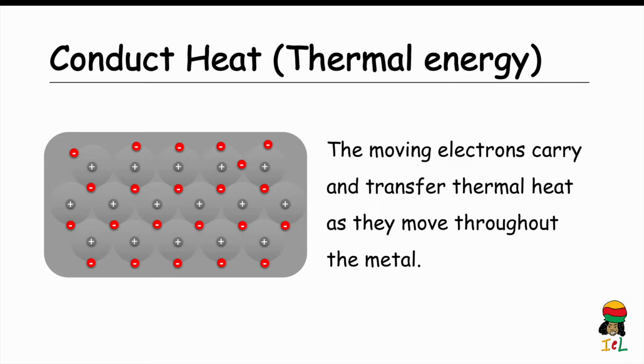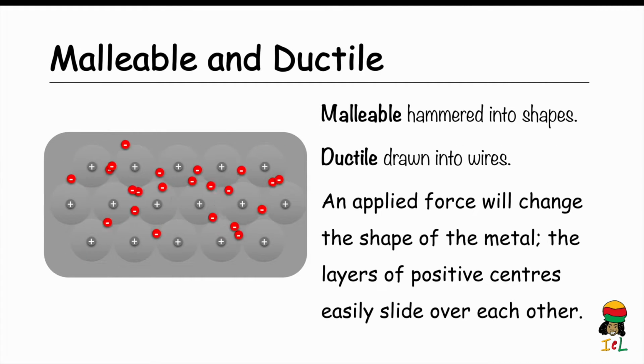The sea of freely moving electrons play a very integral role in the conduction of heat. When the delocalized electrons gain heat energy, they move faster, that is, with greater energy around the metal structure, colliding with metal atoms and transferring the heat to them efficiently. As a result, metals are better conductors of heat than other materials. Metals are malleable and ductile.